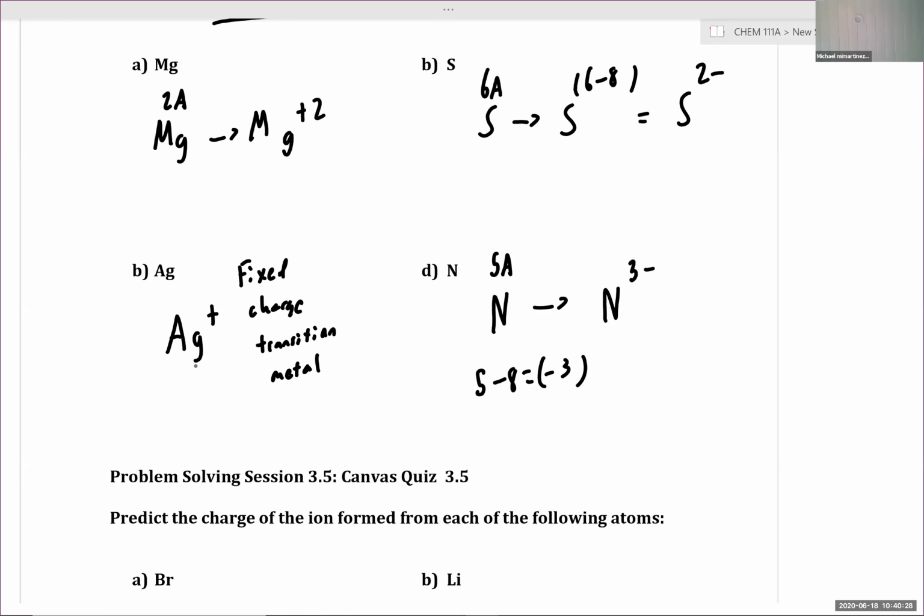So the short answer: silver is a fixed charge transition metal, and it's found empirically that silver prefers to adopt a +1 charge in compounds. The longer answer is that it's based on the number of electrons that silver has, and silver would prefer to lose one and only one electron to make a stable ion. Any other questions that I can address?